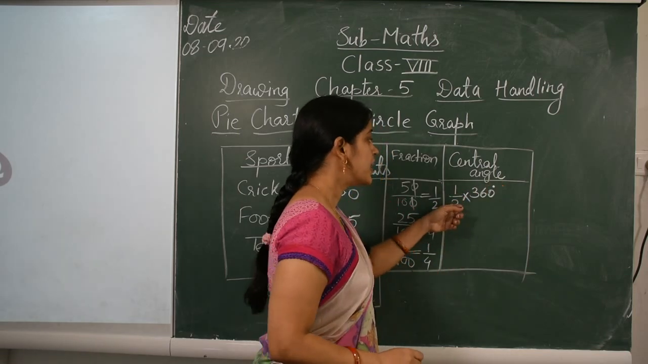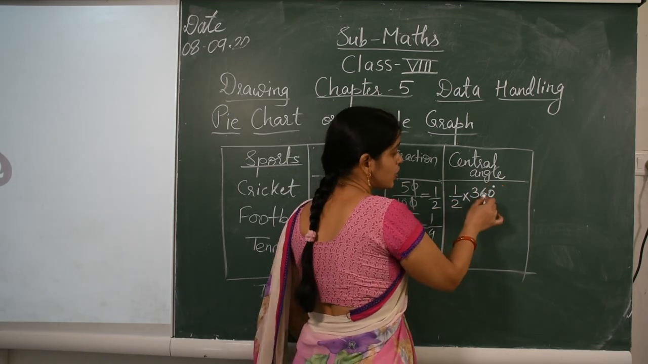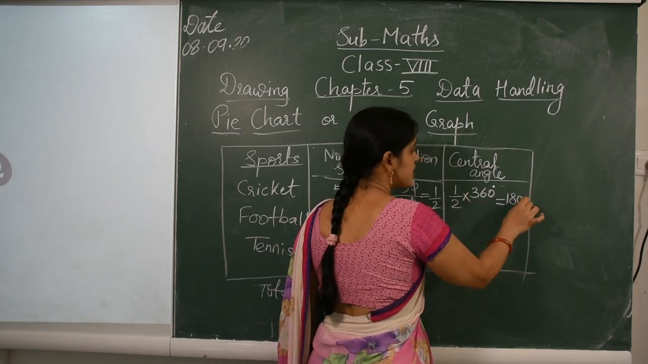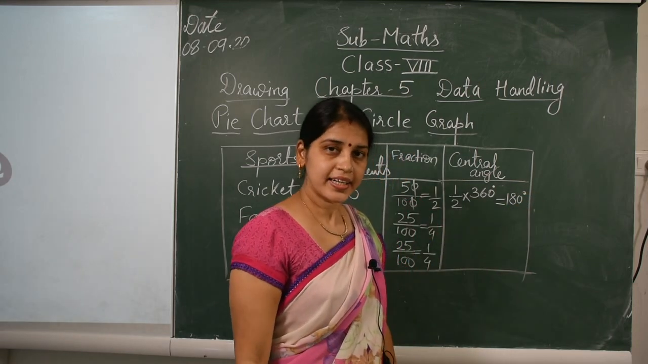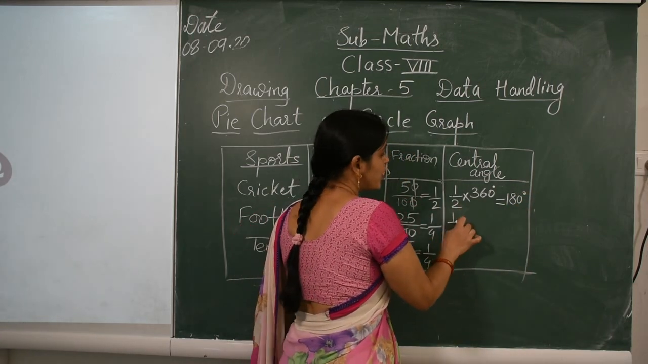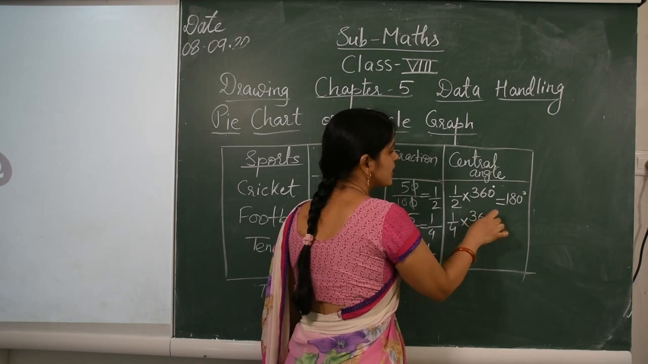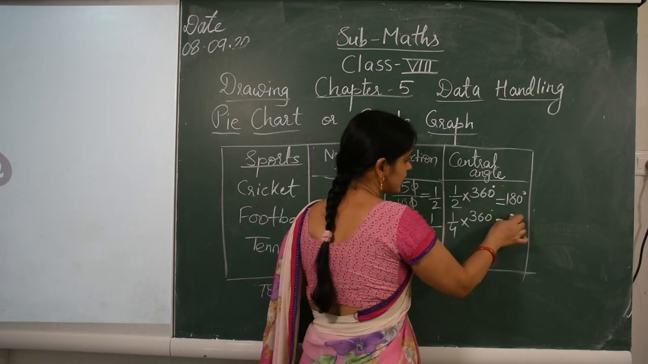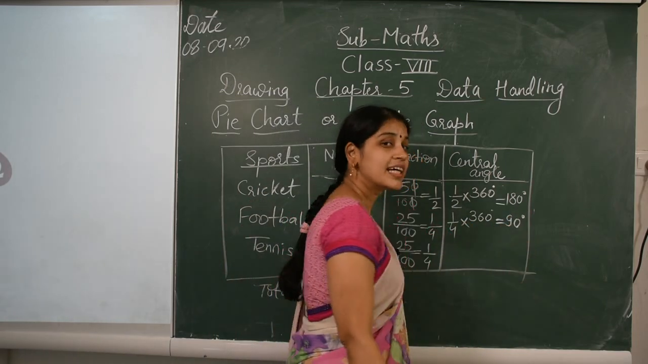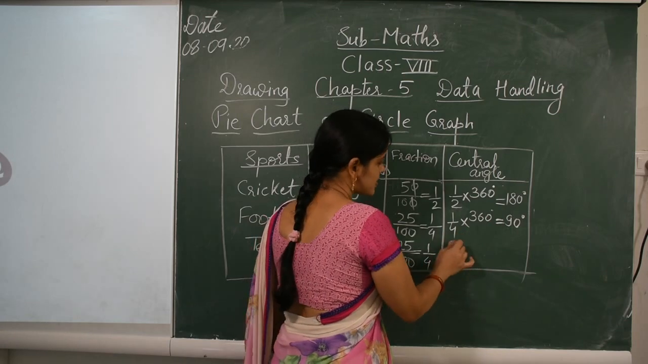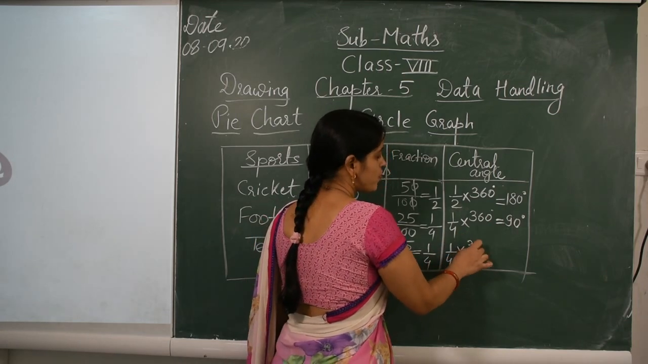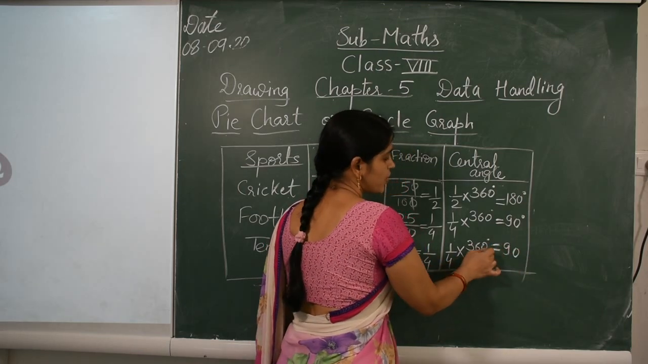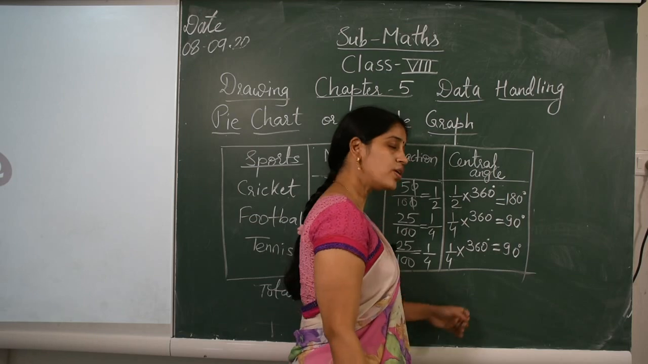So half into 360 degree. Now 360 divided by 2. So 2 ones are 2, 2 eights are 16 and 0. That means 180 degree. Now 1 upon 4 multiplied by 360 degree. So 4 nines are 36. So it comes 90 degree. Now last one again 1 upon 4. So 1 upon 4 into 360 degree. That comes 4 nines are 36 and that 0 as it is.